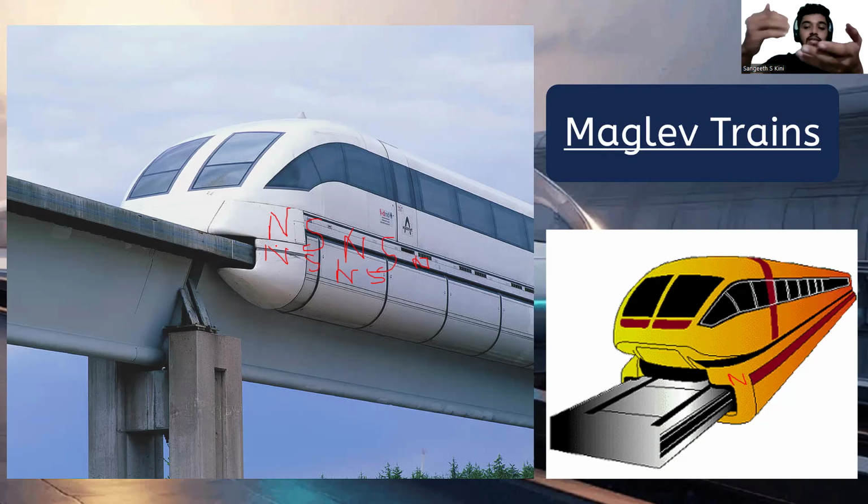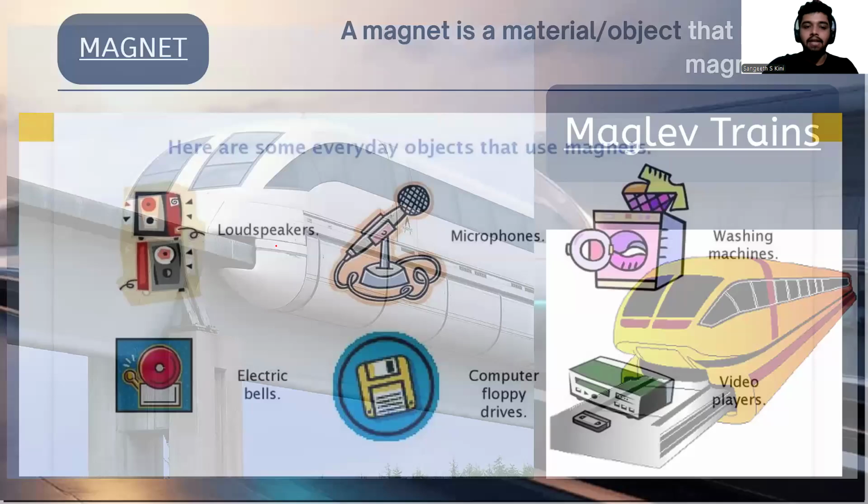If the train is nearing a station, the speed will lower. The train needs to lower its speed. So what happens? The rail will become north and the bottom part of the train will become south, so that both get attracted, and due to this attraction the speed lowers. This is the working principle of the maglev train. Hope you understood. Let's move to the next slide.